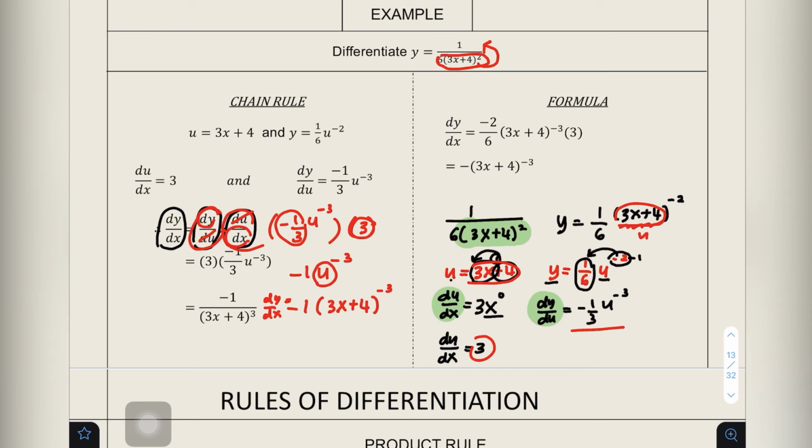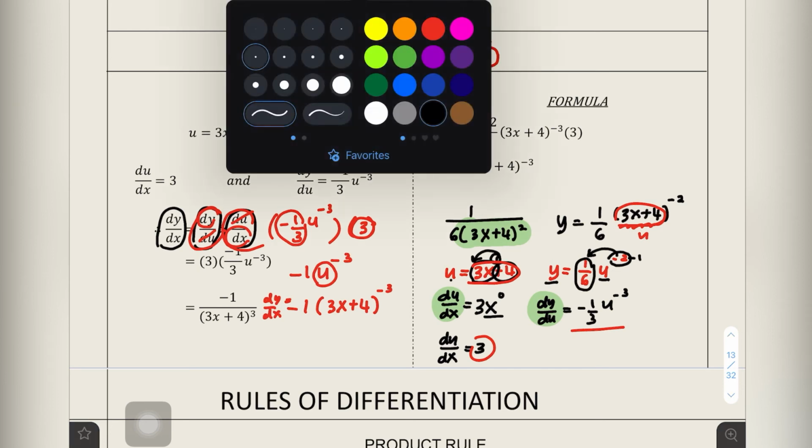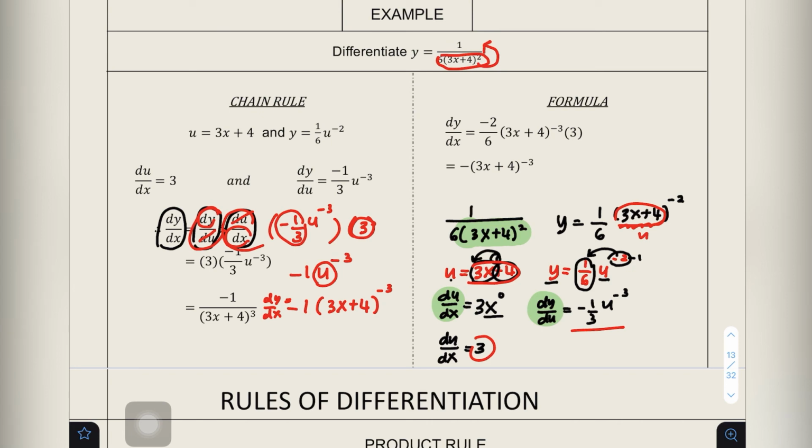Okay, so if you want to leave your answer here it is okay, but you can rearrange, put the negative power to the denominator. So what you will have is dy/dx equal to -1 on top, and at the denominator you have (3x plus 4), and the power negative becomes positive because you change the position. So this one is the differentiation of your function. Okay, this one is by using the chain rule.